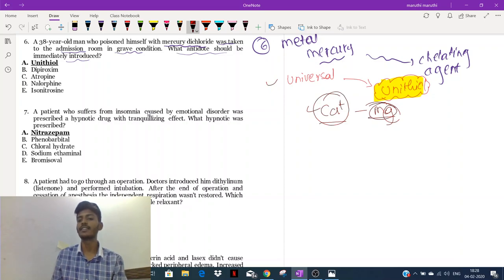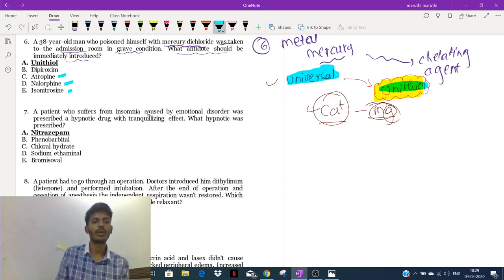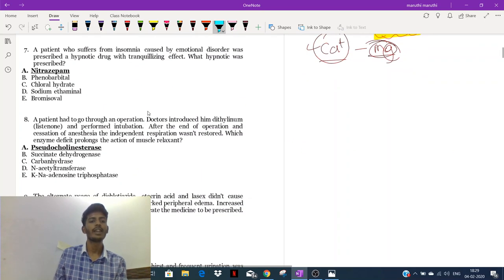For iron, that is deferoxamine. So the antidote for each of them changes, but one important key point here is that universal antidote means the one which we can use for any sort of metal poisoning, that we can try one drug, that will be our unithiol. Clear? So this is the story of unithiol. Okay, now the other option, atropine is a cholinoblocker. None of them belong to the chelating agents, so nothing to worry about there. Okay, let's go to the next question.